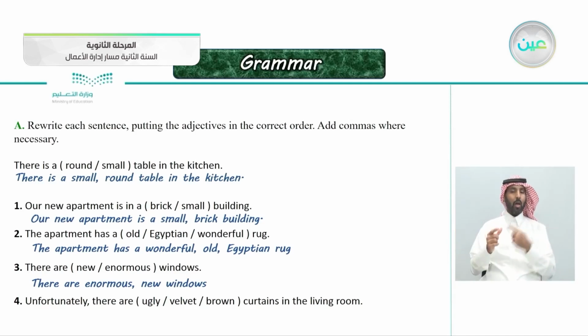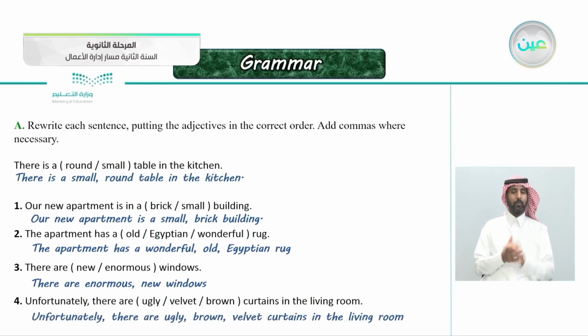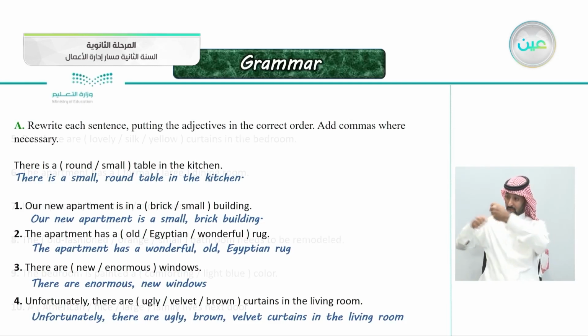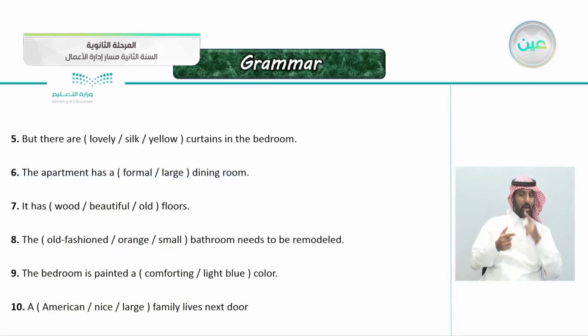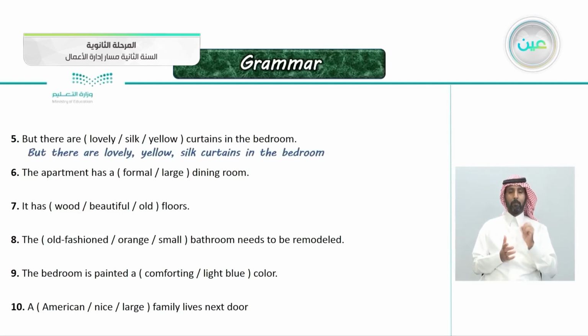Number 4, unfortunately, there are ugly velvet brown curtains in the living room. So number 4 is, let's check the answer together here. Unfortunately, there are ugly, opinion, brown velvet curtains in the living room. Number 5, but there are lovely silk yellow curtains in the bedroom. So the correct answer here is yes, but there are lovely yellow silk curtains in the bedroom. Lovely, opinion, yellow the color, silk is the material, curtains in the bedroom.